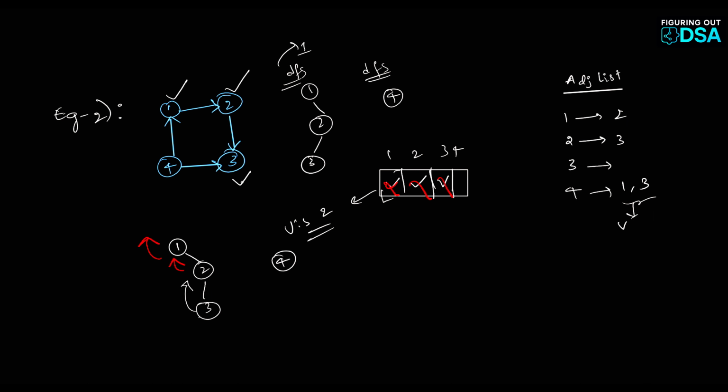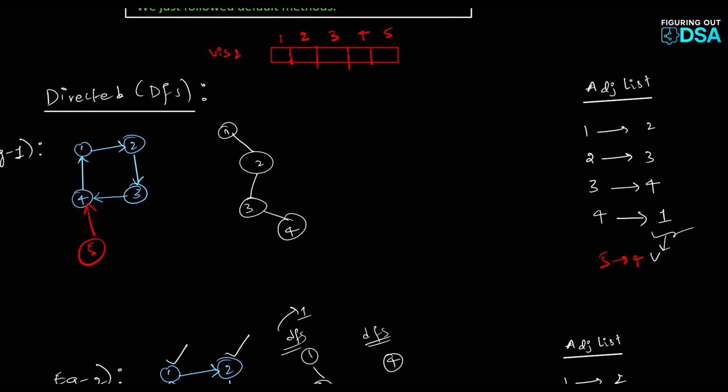We have this node 1 and 3 as visited, but in the visited 2 vector we don't have this 1 and 3 as visited. If it is a cycle, then we'll have this node 1 and 3 visited in this visited 2 vector also. Of course, right? Let's try for the first example.